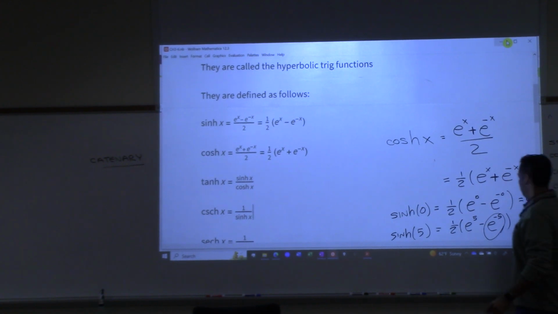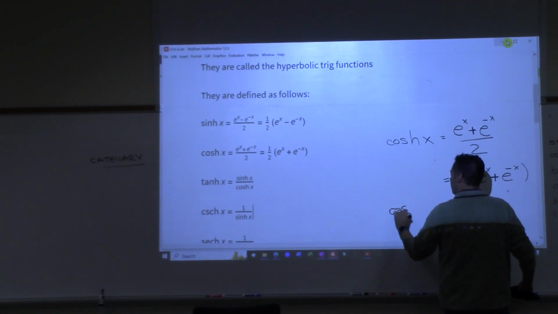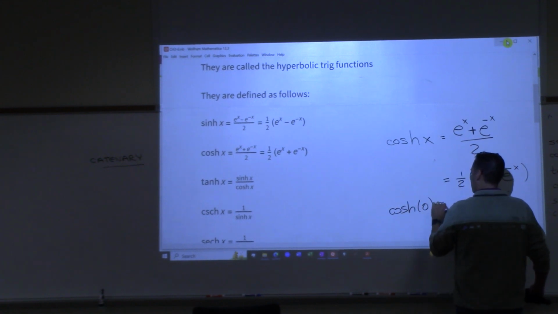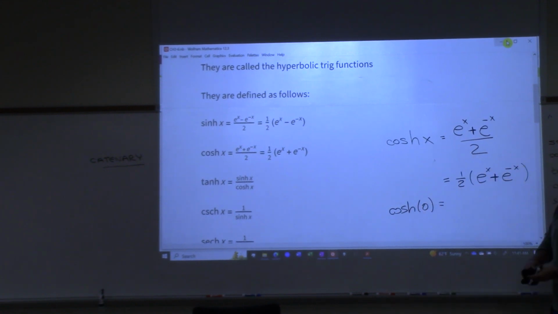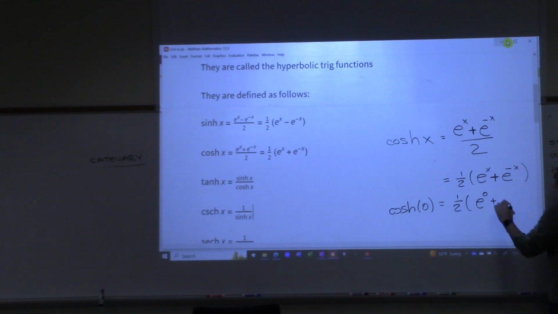Let's try this. What should the answer be according to our picture? What should cosine hyperbolic of 0 be? Should be 1, shouldn't it? Let's try it. If we plug in 0, e to the 0, but this time plus e to the negative 0. That's 1, that's 1. 1 plus 1 is 2. So you get half of 2, which is 1.